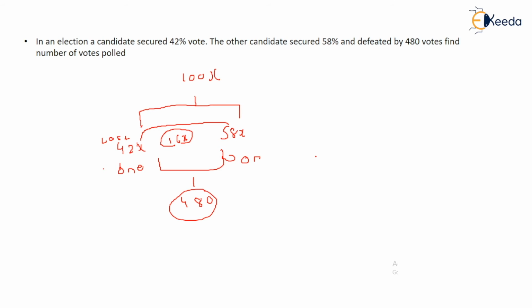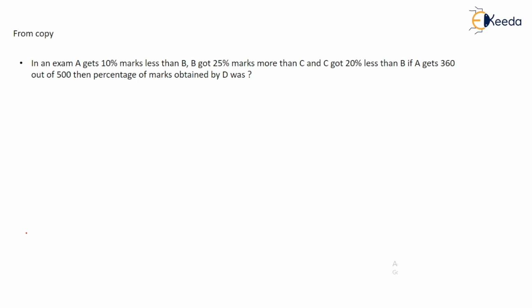So I can simply find out the value of x, right? After dividing it, I will get the value of x, that is 30. So x value I get, and what is asked of me? Find the number of votes polled. So 100 into 30, right? After doing this, I come to know the total number of votes, that was 3000. Simple.